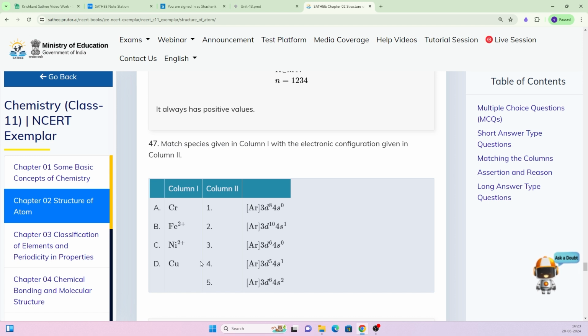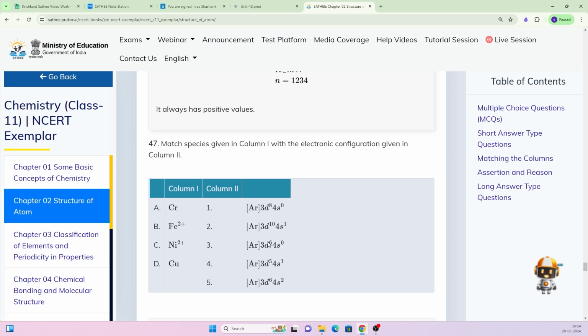Iron is how much? Potassium, calcium, scandium, titanium, vanadium, chromium, manganese, iron. So the atomic numbers are 19, 20, 21, 22, 23, 24, 25, 26. Atomic number of iron is 26. Now 2 are removed, therefore 24 electrons, out of which 18 are there in argon. So 6 are left. This is one possibility. And this 8, okay, 18 are filled and 8 are left.